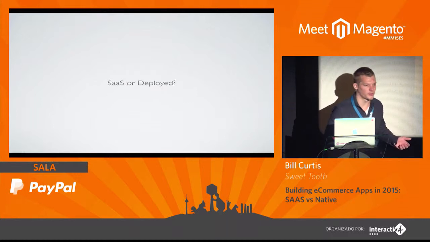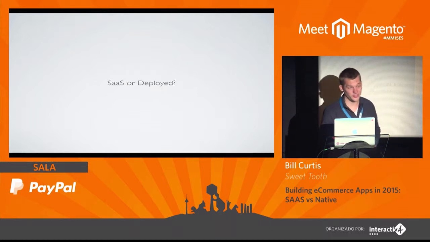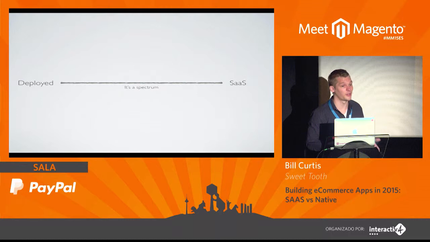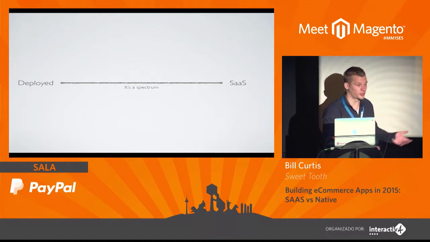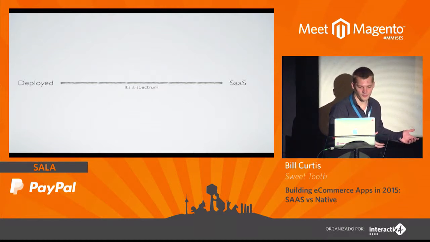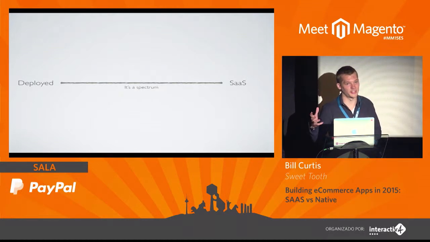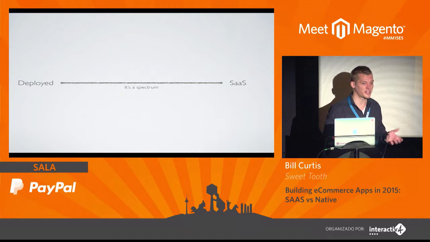So what do we choose, SaaS or deployed? Well, here's the good news. It's not a binary decision. It's more of a spectrum. You can create a fully deployed extension, like most of them out there. You can create an entirely SaaS application that only integrates with Magento through the API. Or you can land somewhere in the middle, like maybe 60% of your business logic is in the cloud, but you also have 40% of it living in a deployed extension because you need a tighter integration with that specific platform.